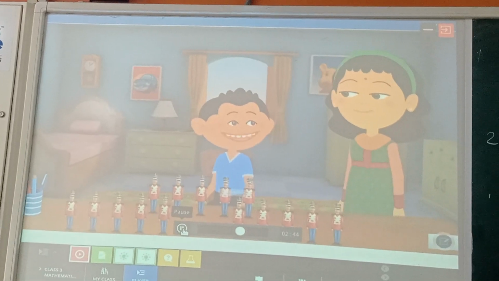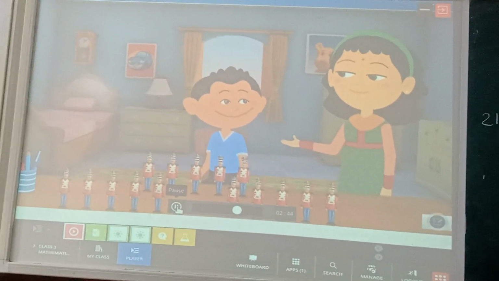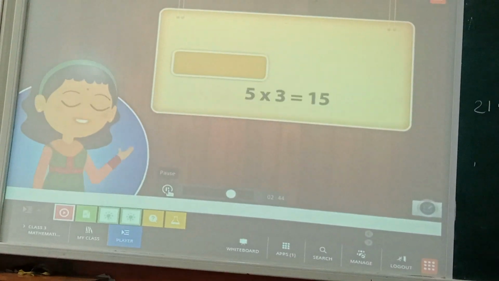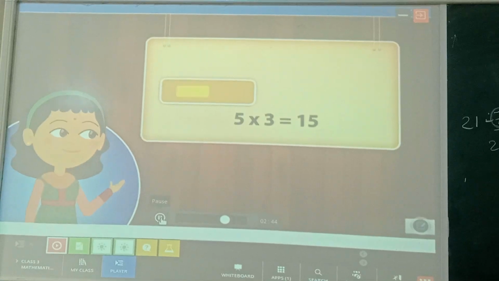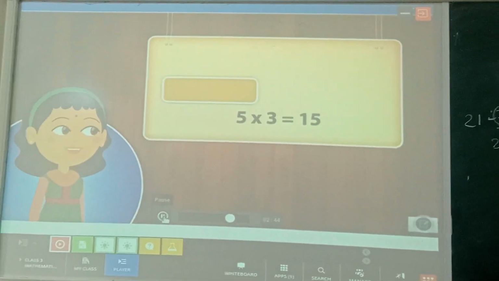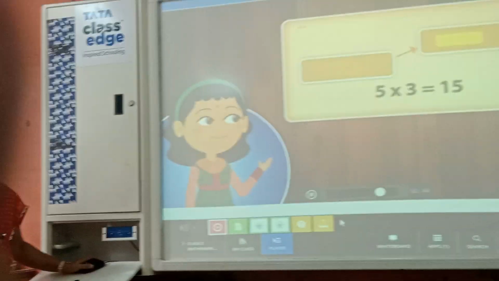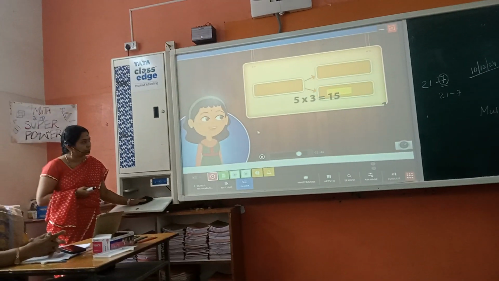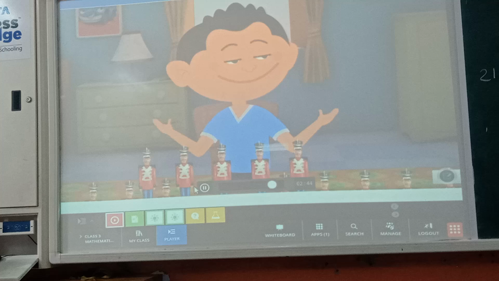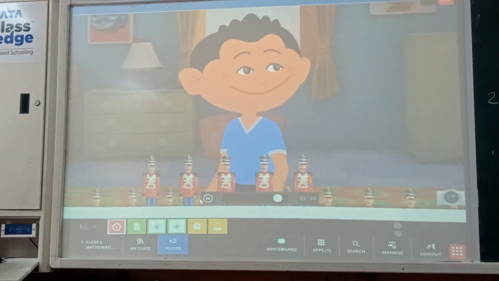So for each multiplication fact, there are two division facts. The multiplication fact is 5 into 3 equals 15. Now 5 and 3 come together to give 15. So if we divide 15 by 3, we get 5. And if we divide 15 by 5, we get 3. That's okay, Aisha. Now, how do I use multiplication tables to divide?